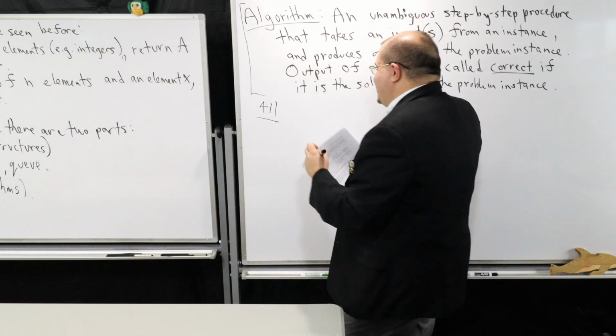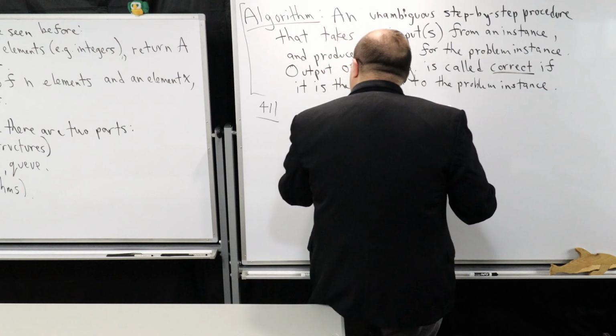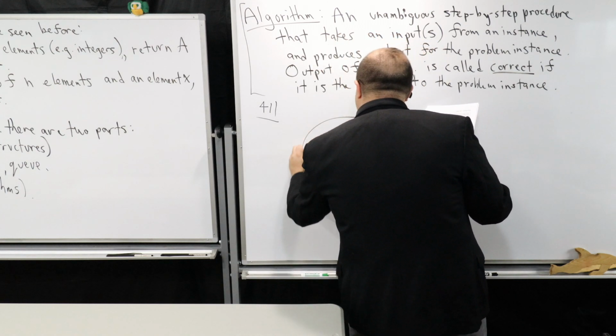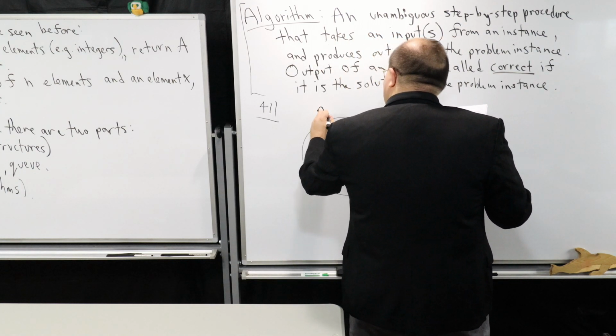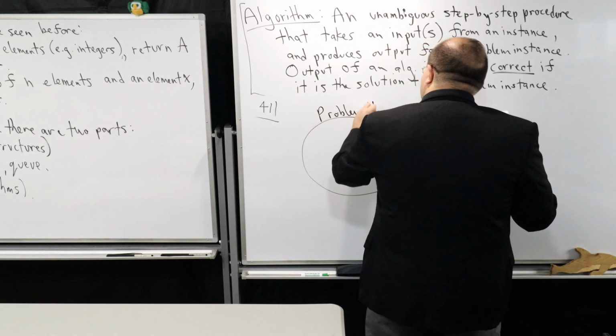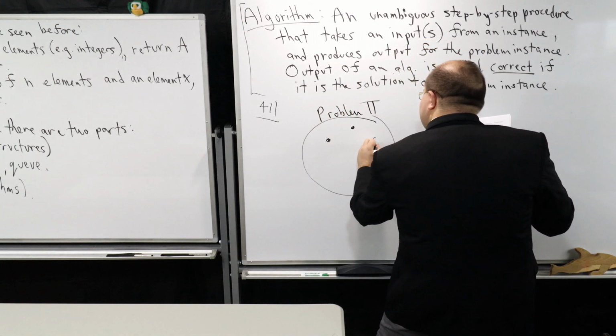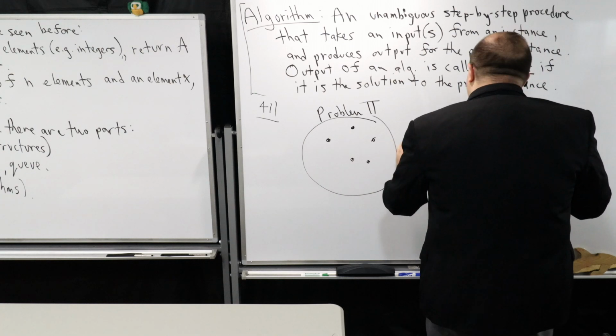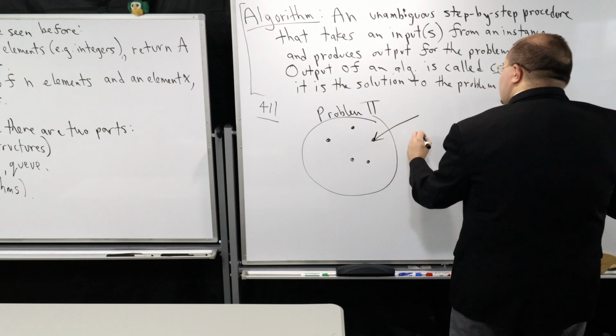Perfect, perfect. So I'm just going to draw a very helpful picture to talk about everything we've talked about up to this point. Remember I showed you this one before. So I have problem pi. I have a bunch of problem instances. And each one of these will be interested in two things.